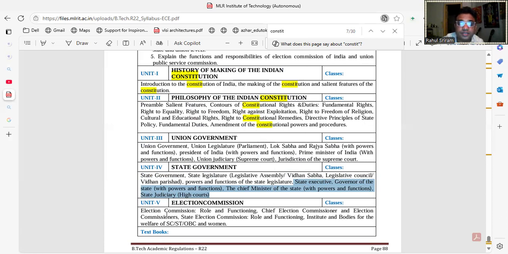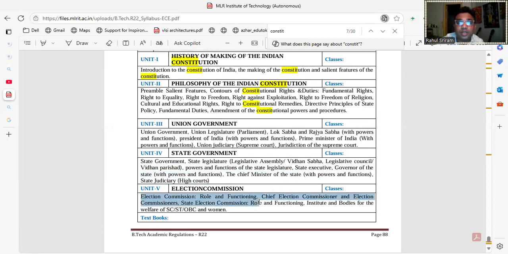Next, election commission. When we say election commission, role and functioning. Chief election commissioner will be there and who are appointed for every election, right? For electing our leader. Okay, now who will rule us? Who will rule our lives? So, organization will do, okay.